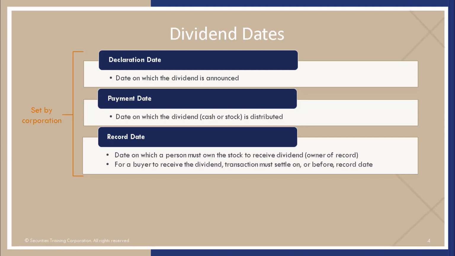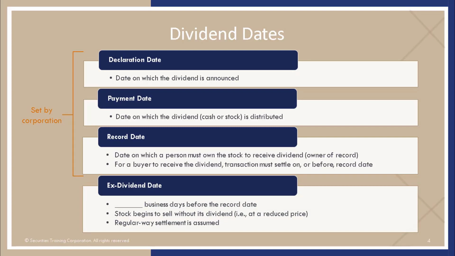Now, the 4th date is one of the most important dates, and that is not determined by the board. That is called the ex-dividend date. Now, the prefix EX means without. So what we're really saying is, when did the stock begin to trade without the buyer receiving the dividend? And that is on the X date.